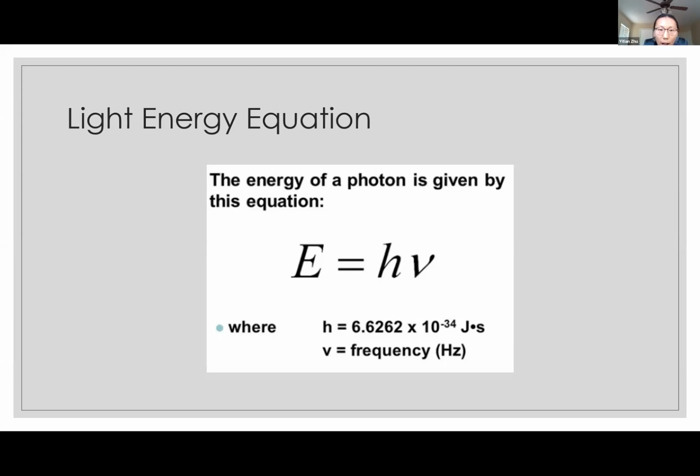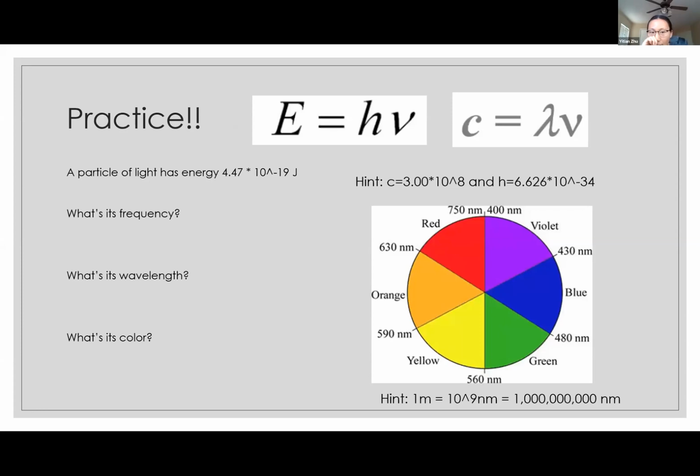In this slide, we're going to have a little bit of practice. The question is, a particle of light has energy 4.47 times 10 to the negative 19 joules. What's its frequency, wavelength, and color? I'm going to check the Q&A real quick. Does the speed of light change in space compared to on Earth? No, it's the same. Remember, the speed of light is a constant.